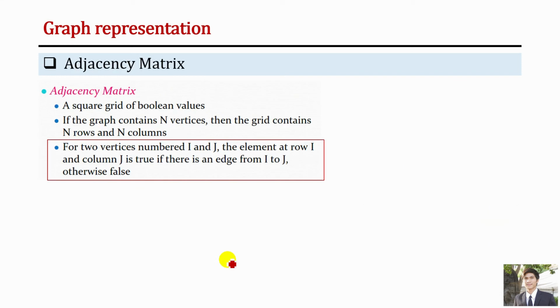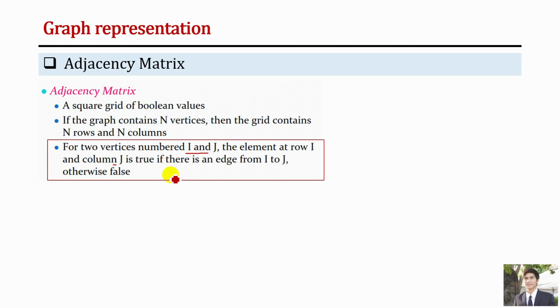So next, for the adjacency matrix, it's a square grid of Boolean values. We can put 0 or 1, or sometimes if we have a weighted graph, we put the value of the weight inside the cell. And if the graph contains n vertices, which means there are n nodes, then the grid contains n rows and n columns. So we just count the number of nodes, then we put them into rows and columns to construct a table. For the matrix, let's say i and j here, the element at row i and column j is true if there is an edge from i to j, otherwise it will return false.